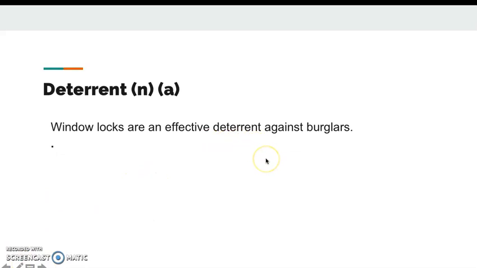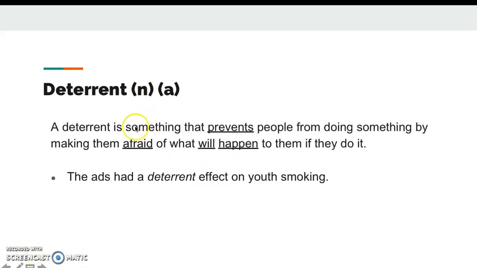Deterrent is another word that we will learn in this video, which is a noun and an adjective at the same time. Let's have a look at this example sentence. Window locks are often an effective deterrent against burglars. So by using these window locks, we are supposed to prevent burglars. A deterrent is something that prevents people from doing something by making them afraid of what will happen to them if they do it.